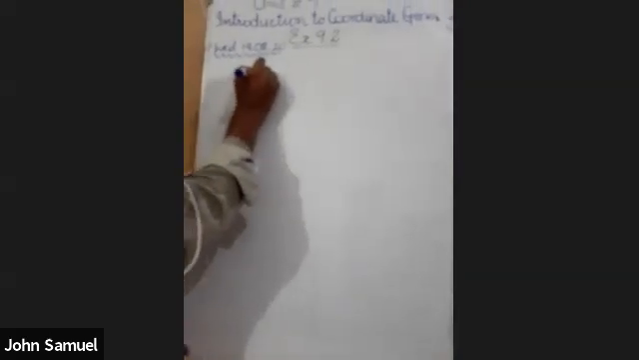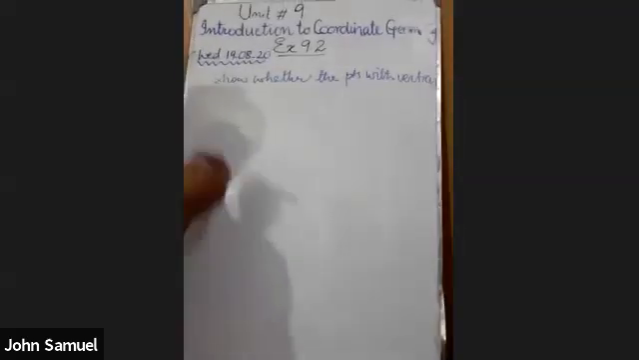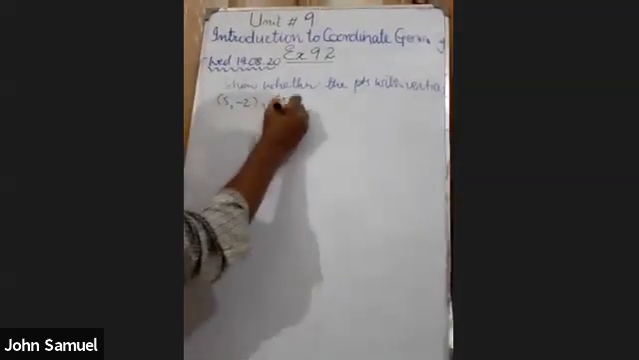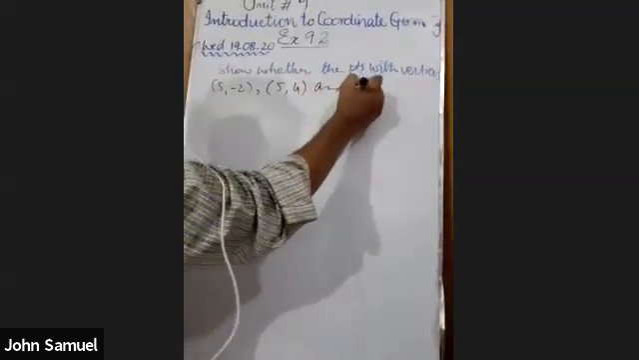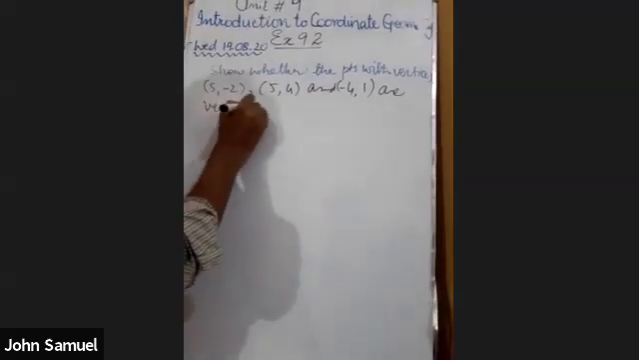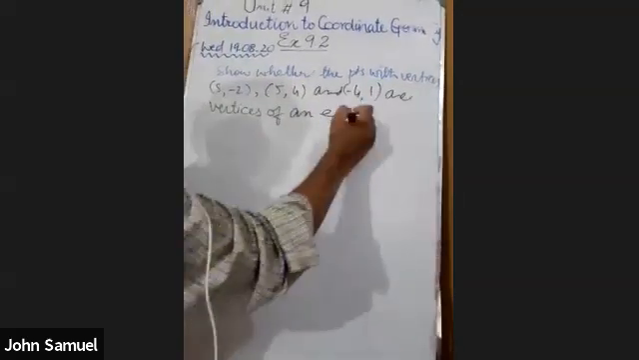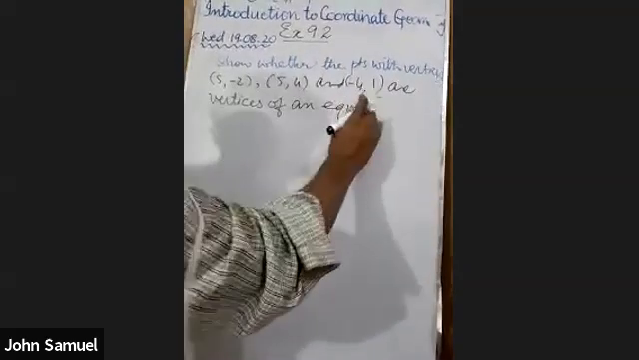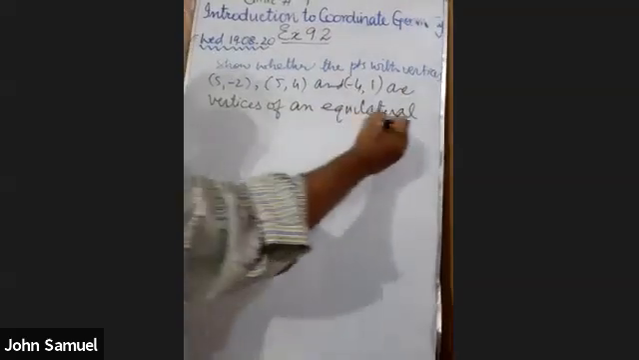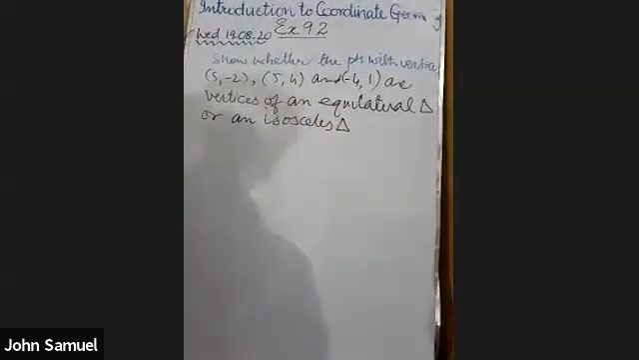Show whether the points with vertices, 5 and -2, 5 and 4, and -4 and 1, are vertices of an equilateral triangle or an isosceles triangle. Now look carefully. I'm writing it on the board. So what is the question here?